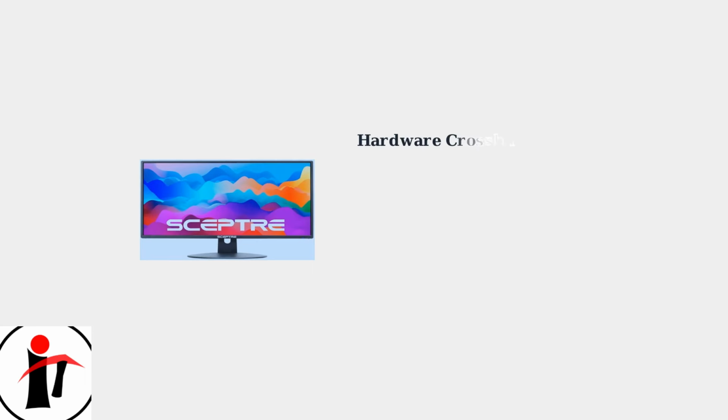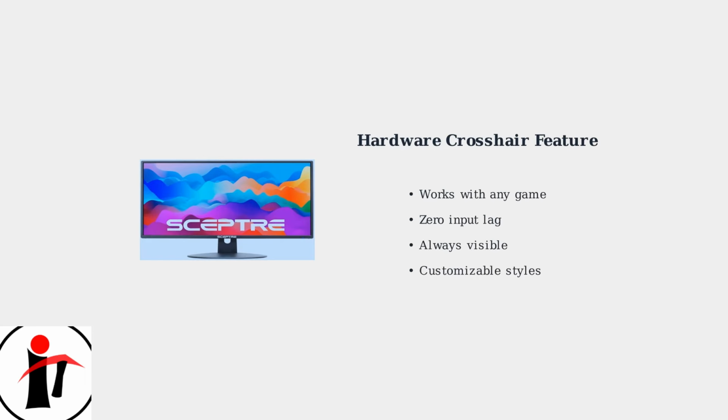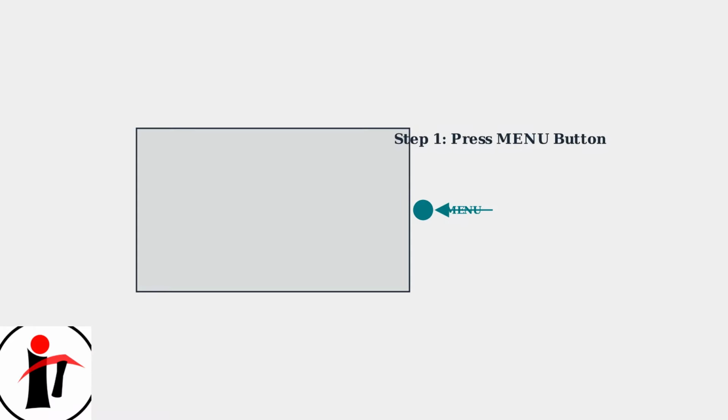Sceptre gaming monitors include a built-in crosshair feature that displays a targeting reticle directly on your screen. This hardware-level overlay works with any game or application, providing a consistent aiming reference. To enable the crosshair, first access your monitor's on-screen display menu by pressing the menu button located on the back or side of your Sceptre monitor.